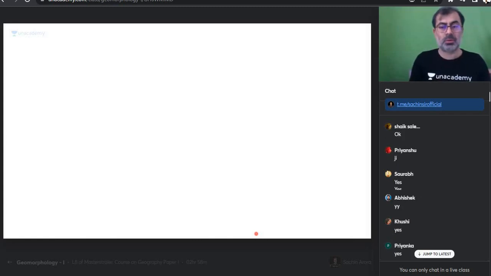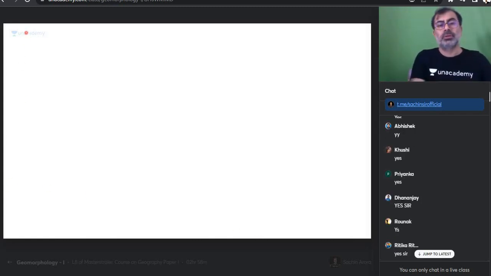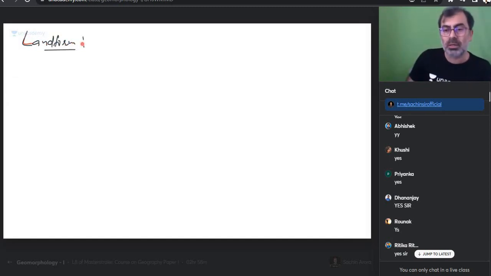First thing which I want to talk to all of you about is, do we understand what a landform is? A landform is the individual unit. A sand dune is a landform, a mountain, a plateau is a landform. Can I say geomorphology is the study of landforms?